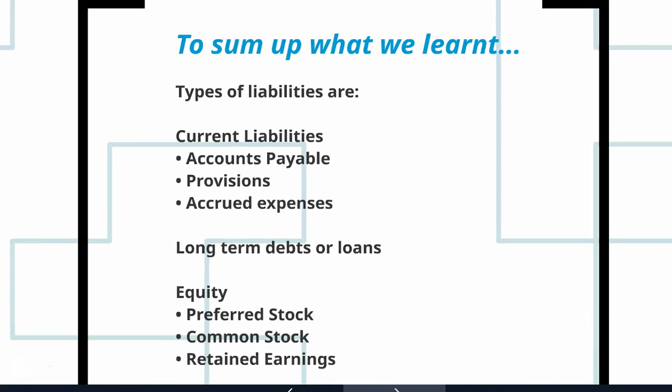To sum up what we learned, liabilities are monies owed by a company. The liability types are current liabilities, which are repayable within 1 year, i.e. accounts payable, provisions and accrued expenses, long-term debts, equity, i.e. preferred stock, common stock and retained earnings.